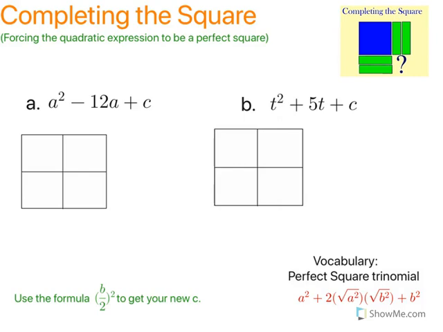Hey guys, in this lesson we're going to talk about how to complete the square. Completing the square is just one of the many methods that we have in order to solve a quadratic equation. When we complete the square, we are essentially forcing our quadratic expression to become a perfect square trinomial. Let's look at the first two examples.